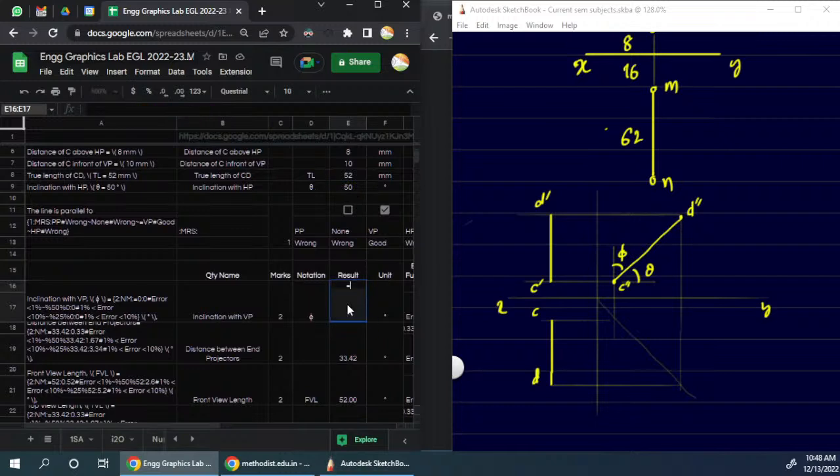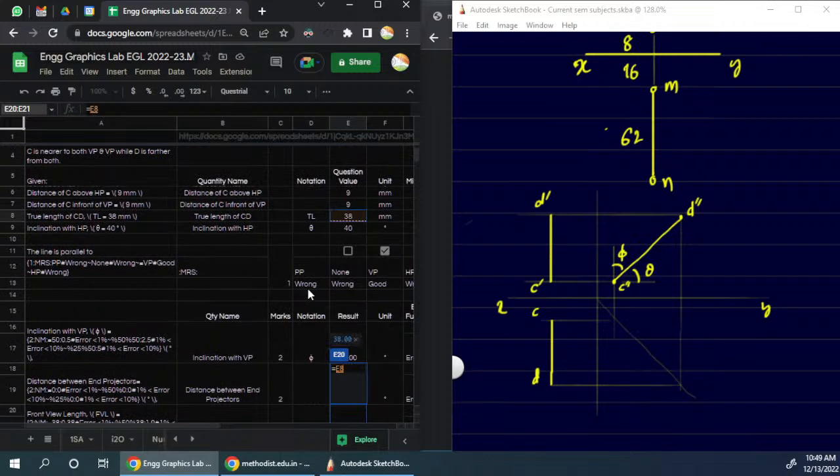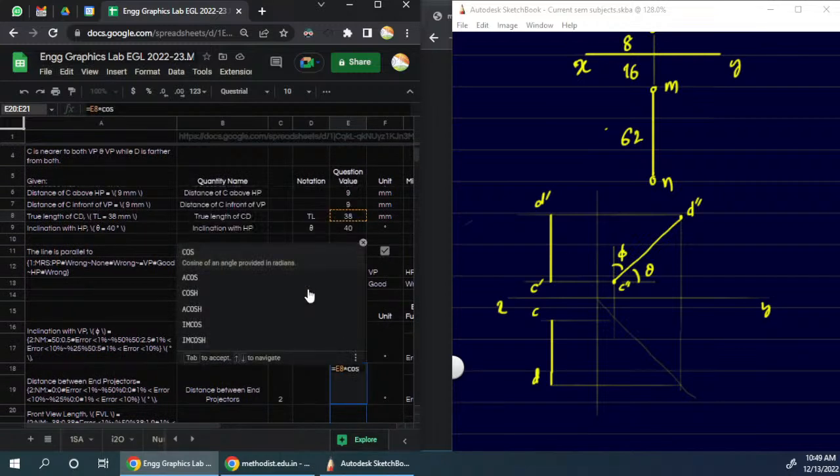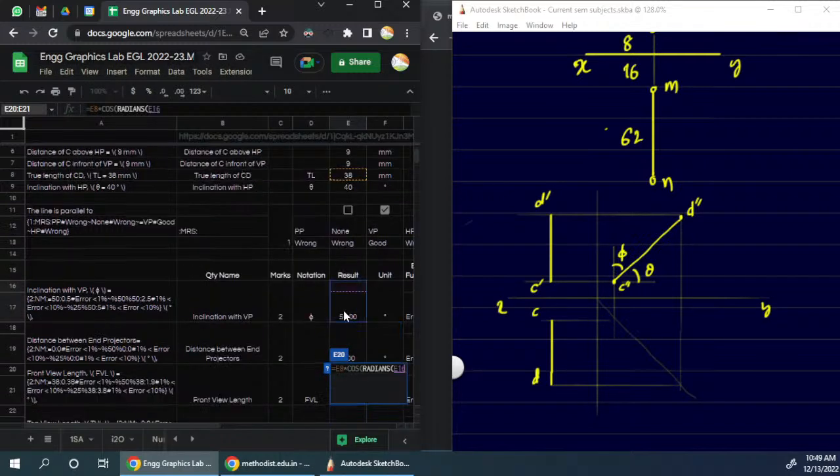So here this one is going to be 90 minus, let's put in angle. Okay. Distance between 90 particles, that's definitely going to be 0. Front view length. Length is going to be equal to true length times cos of angle phi.